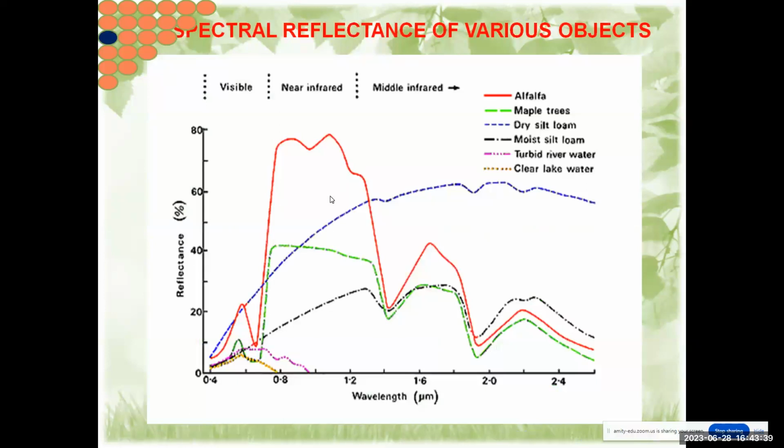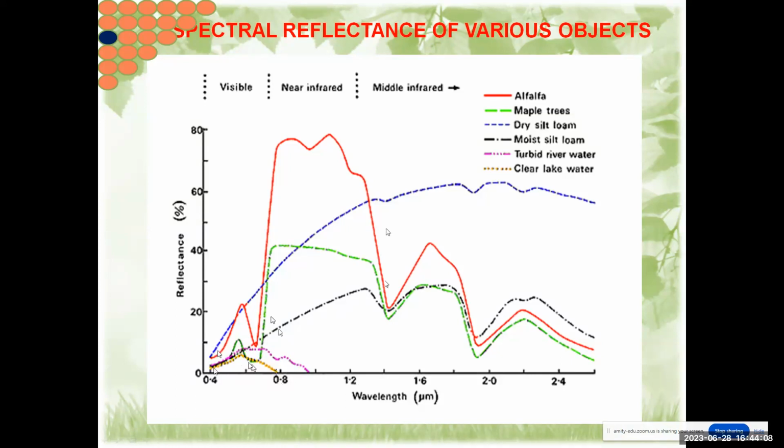Now these are the spectral reflectance curves of various objects. How can we identify or assess any object? Because each and every object has its own specific properties. See here, this is the wavelength and this is the reflectance in percentage. These are blue lines, red lines, black lines, yellow, and a purple line.